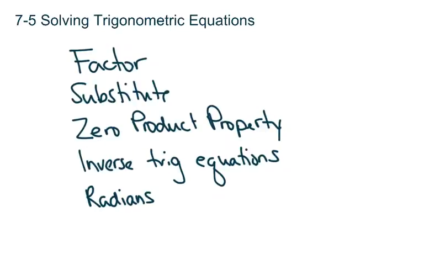That's the one where if you have two things being multiplied, or three things being multiplied, or four things being multiplied, and they're equal to 0, then you set each equal to 0. You need to be able to solve inverse trig equations. Those are the ones where you're going to use the inverse functions on your calculator. And you need to be able to also work in radians. Although what we'll probably do is convert everything to degrees and then transfer it back to radians at the end of the problem.